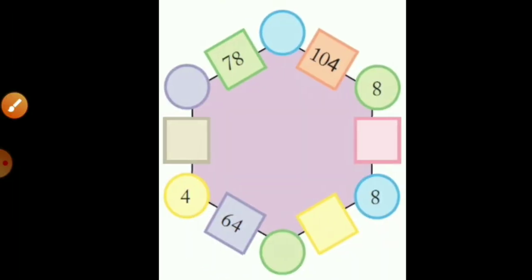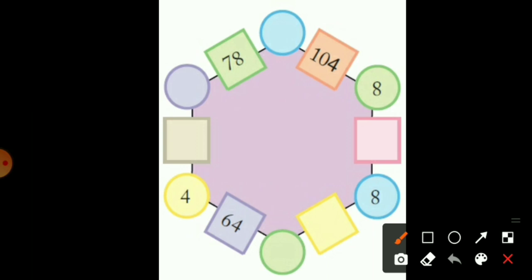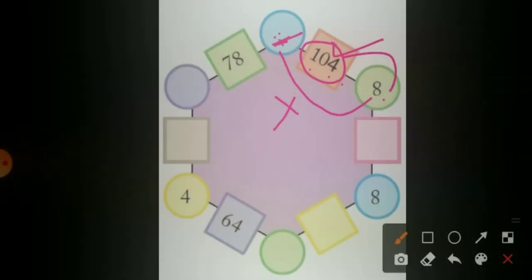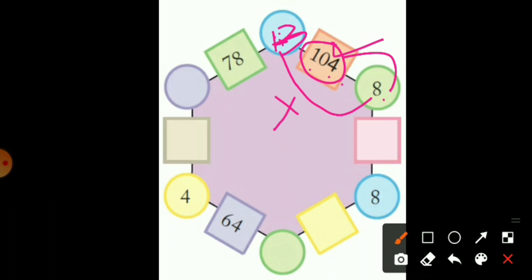Now come to the second hexagon. It is also not completely filled. So let's use the same rule to fill this magic hexagon. At first, where will we start? Here you can see that this circle is blank. If you multiply these two circles, you will get this product, 104. So this circle is blank. It means to get this number, we have to divide 104 by 8. So what number will you get? Yes, you will get 13. So just write here 13.